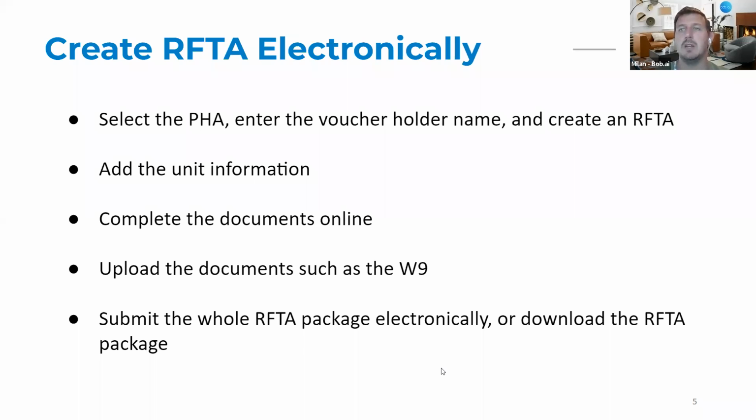I mentioned that we are working with several PHAs. If you submit the RFTA through Bob.ai, they will see it in their Bob.ai portal. If the PHA is not a current Bob.ai customer, you can download the whole RFTA package as a PDF and send it to them. Inside Bob.ai, you'll have a whole listing, a report of all the RFTAs that you have in progress or that you already completed. And this is no cost for the landlord.